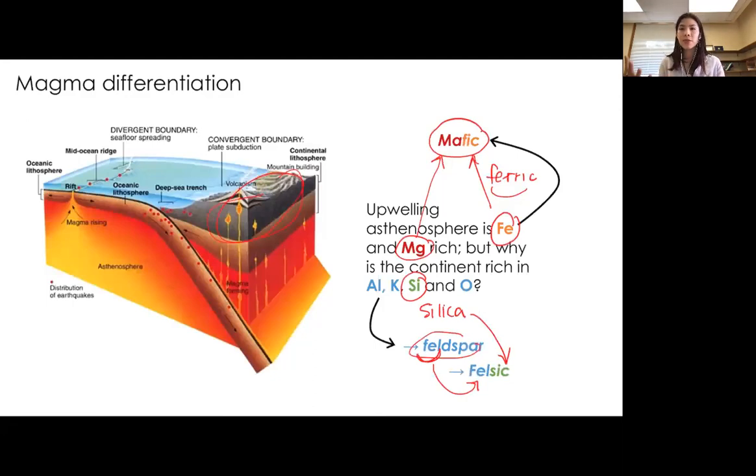So we're going to continue to use these terms. Mafic rocks are those that form closer to the mantle or the asthenosphere, and these felsic rocks are going to be in continental areas. We will also see some rocks that have both mafic and felsic compositions, and those will be called intermediate.